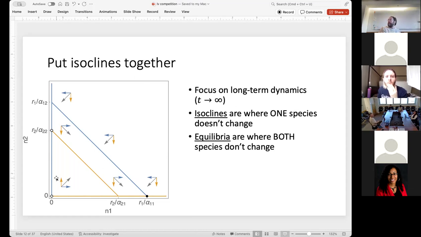All right, so any questions on how we do this kind of handwritten phase plane analysis?